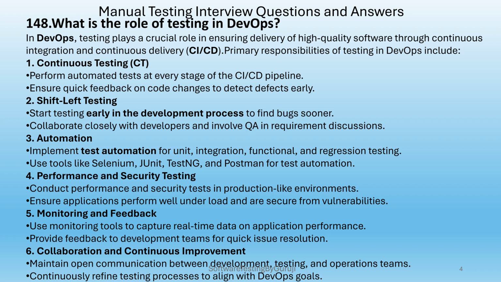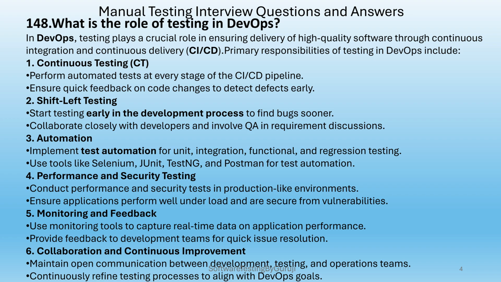Second, shift left testing. Start testing early in the development process to find bugs sooner. Collaborate closely with developers and involve QA in requirement discussions. Third, automation. Implement test automation for unit, integration, functional and regression testing. Use tools like Selenium, JUnit, TestNG, and Postman for test automation.